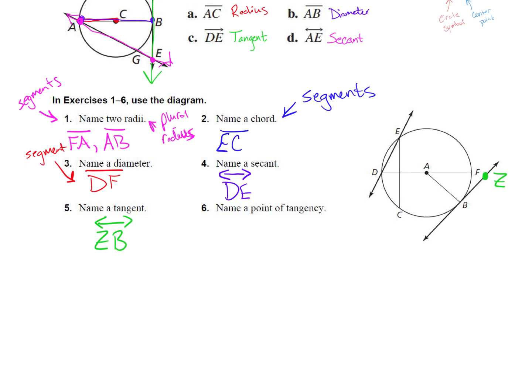All right, then Emma, what's our point of tangency? Where does the tangent line actually intersect the circle? Right here at point B. That's where it intersects the circle, so it's just point B.